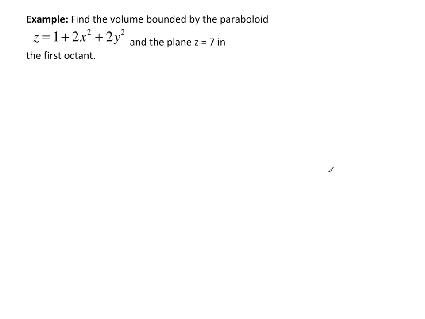Find the volume bounded by the paraboloid z equals 1 plus 2x squared plus 2y squared, and the plane z equals 7, only in the first octant. Well, let's draw a picture of what this is probably going to look like. Essentially, we have something like this.